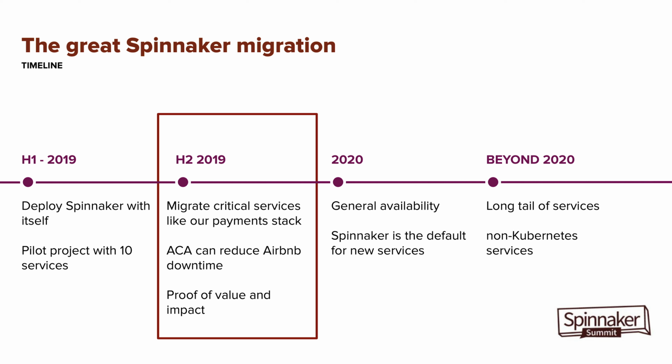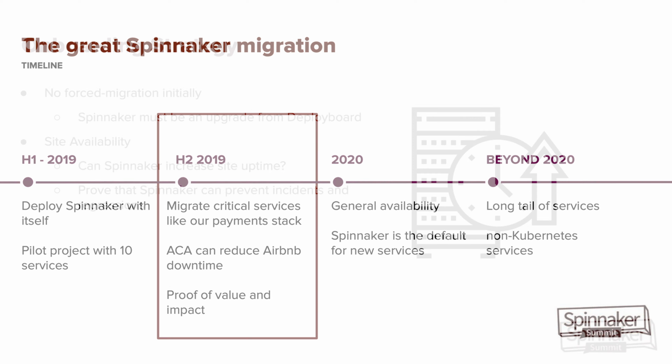And we asked these folks, hey, what are you missing? And so we basically, in H2, focused on migrating all of our critical services, like our payment stack. And we used ACA to reduce downtime, and we also wanted to make sure that we can actually prove the value of Spinnaker. So in 2020, we'll GA, Spinnaker will be open for all services. All new services will be on Spinnaker, and then beyond 2020, we'll migrate the long tail of services.